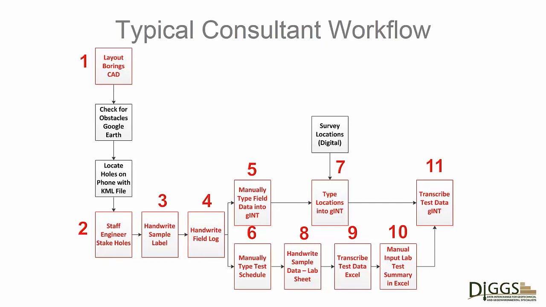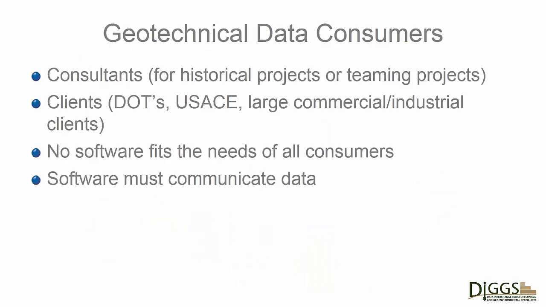So 11 steps is fairly typical. The best we've seen is about 9. Worst we've seen is about 15. So anywhere in that range is pretty common. But if you're doing data interchange, that entire process can be eliminated other than the handwriting of the sample labels and the staff engineers staking the holes and writing labels on that.